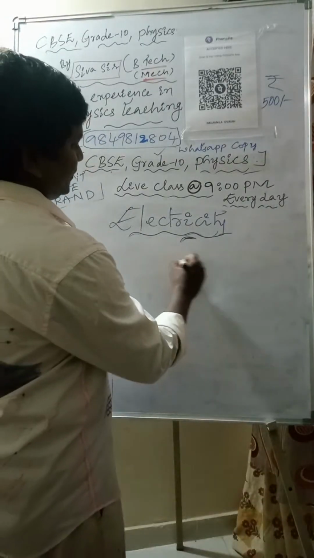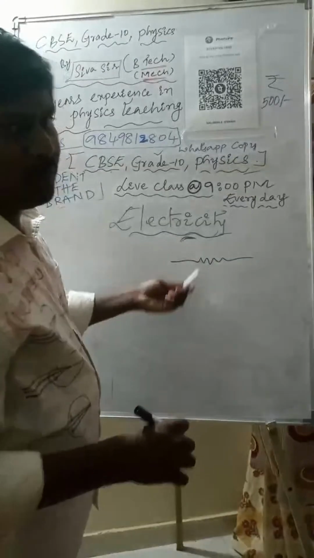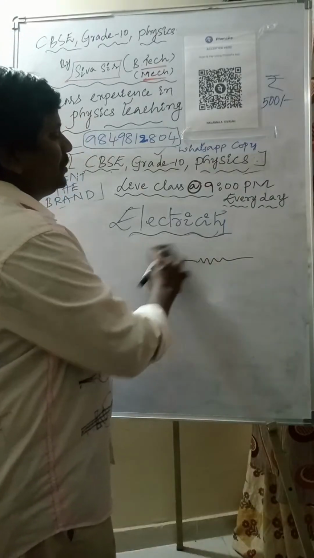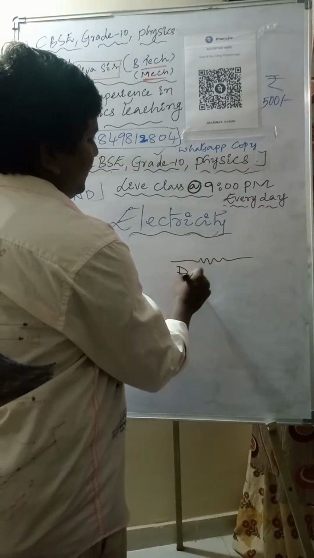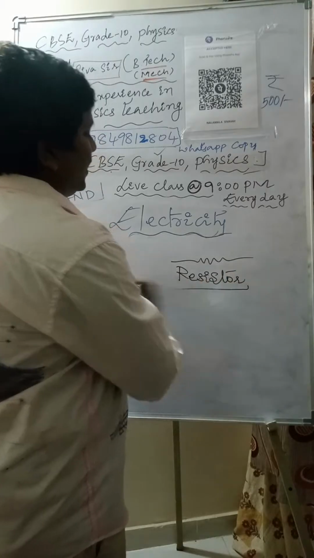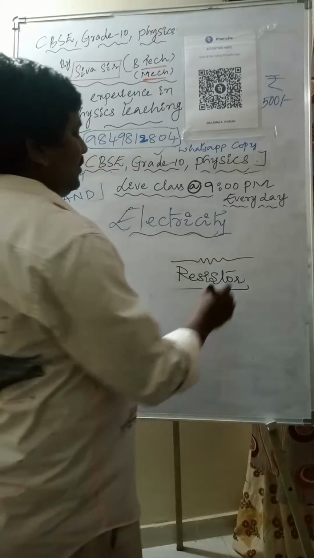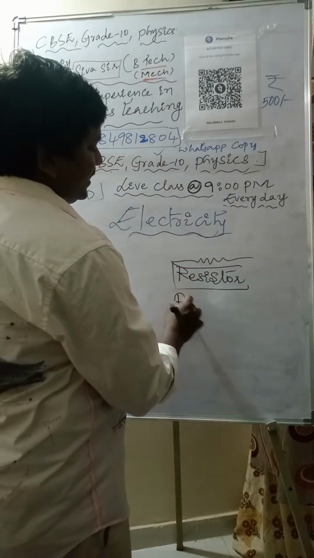Next one, resistor. This is the resistor. A resistor is a device which is used to oppose the electric current in the circuit. That is called a resistor. So here, resistance is there.